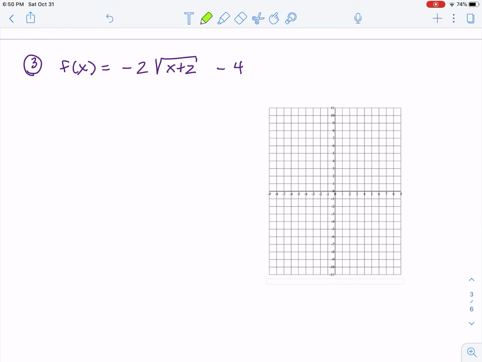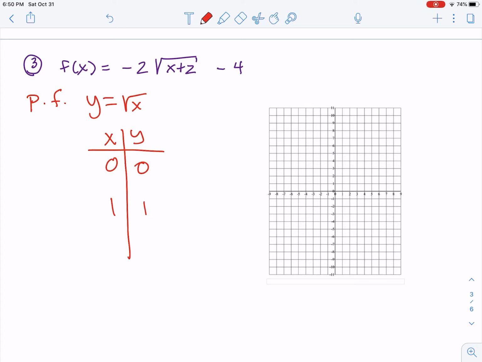All right, so let's take a look at f of x equals negative 2 square root of x plus 2, minus 4. So notice we got lots of transformations here. I'm going to start with my parent function, y equals square root of x. That is the simplest function. I'm going to use my points, 0, 0, 1, 1, 4, 2. I'm going to go ahead and graph that just so you will be able to see what this transformation looks like compared to that parent function.